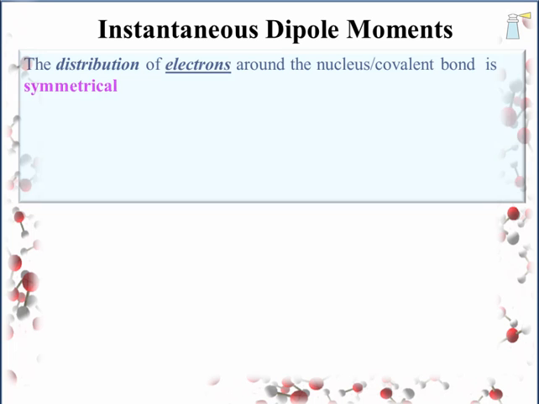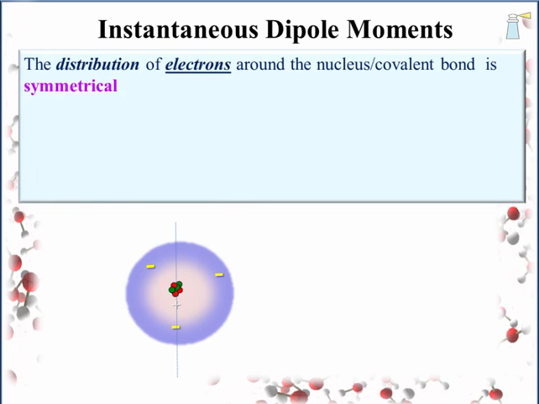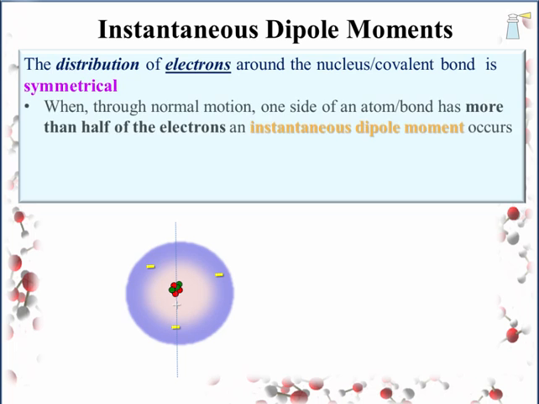An example of such a dipole begins with the symmetrical distribution of electrons around the nucleus of an atom or covalent bond, just like the start of the discussion on induced dipoles. Here, though, we will think of electrons as rapidly moving charged particles. When, through normal motion, one side of the atom or bond has more than half of the electrons, an instantaneous dipole moment occurs. As a demonstration, consider the third electron in the 3-electron atom. It is drawn here pretty close to the dotted line that marks the halves of the atom.